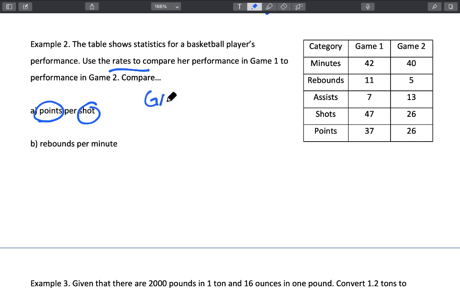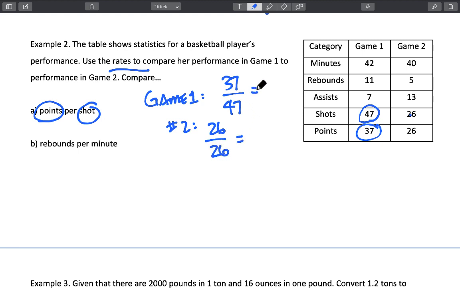So in game 1, we're going to identify their number of points and divide it by the number of shots. Here's game 1, we got points 37, shots 47. So we have 37 over 47 compared to game 2, and I'm just going to write 2 down here. And our points were 26 over 26. Now, if we go ahead and reduce or simplify those fractions, then we'll have about 0.78 in game 1 points per shot.